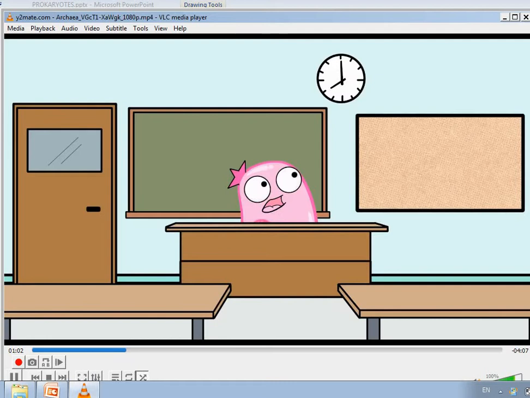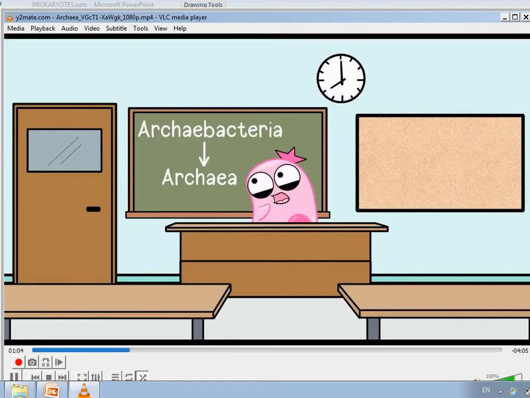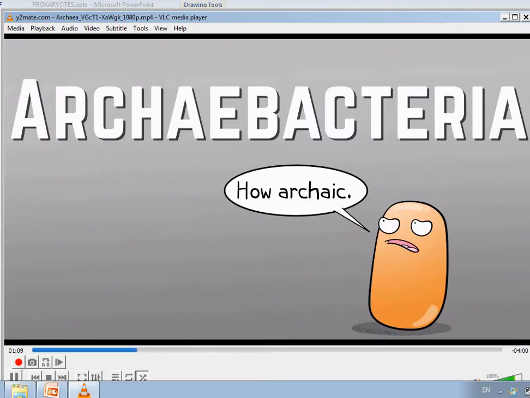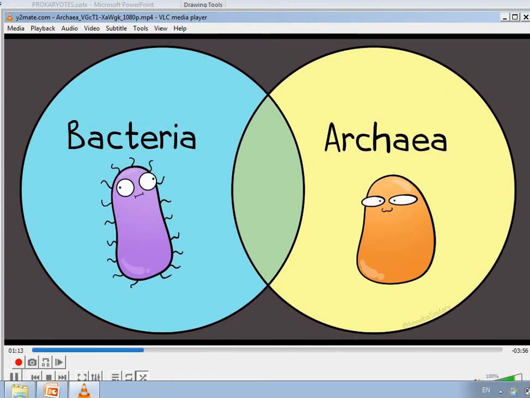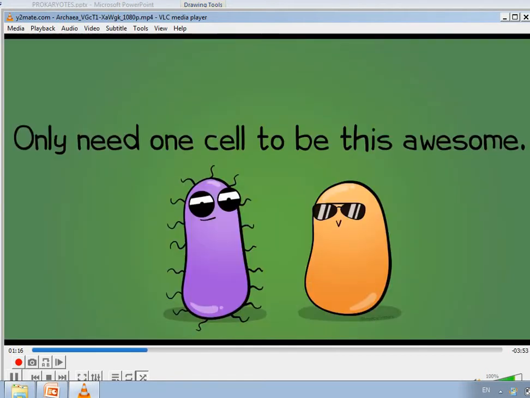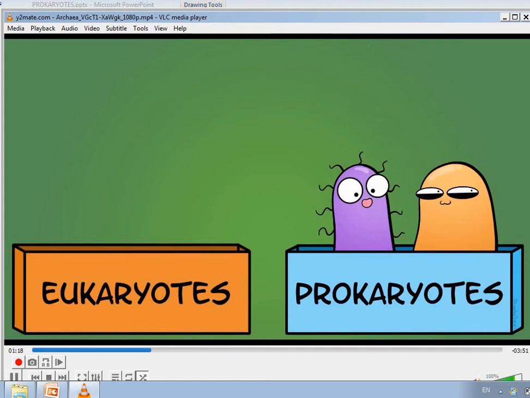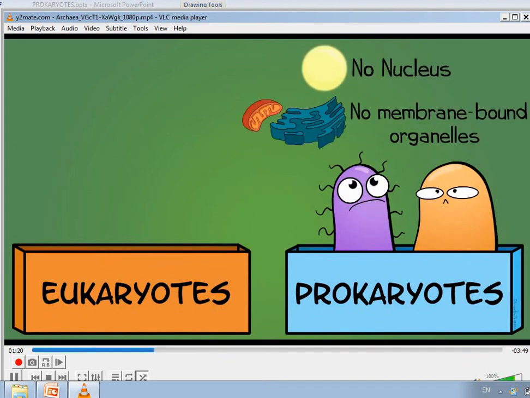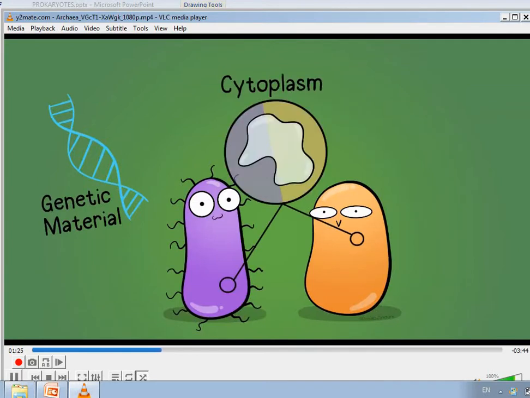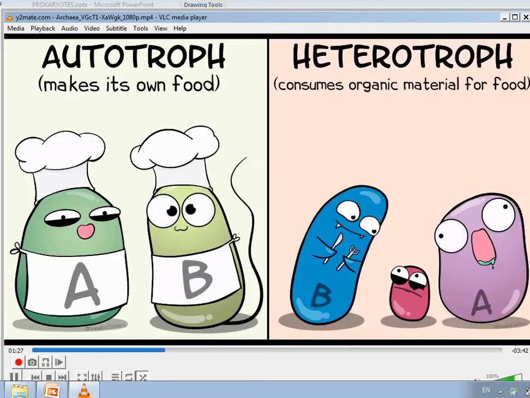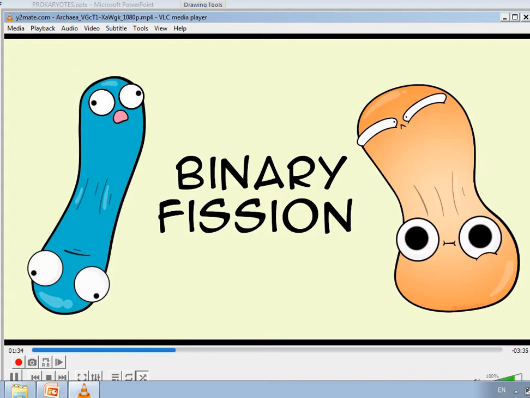It's interesting because when I first started teaching, it was common to call Archaea Archaebacteria. But that is an outdated term because Archaea aren't bacteria. Now, they do have some things in common with bacteria. They're both unicellular, they're both prokaryotes, so they have no nucleus, and they also don't have membrane-bound organelles. They both have genetic material and cytoplasm and ribosomes. Both bacteria and Archaea can be classified as autotrophs or heterotrophs, and they both do binary fission to reproduce.